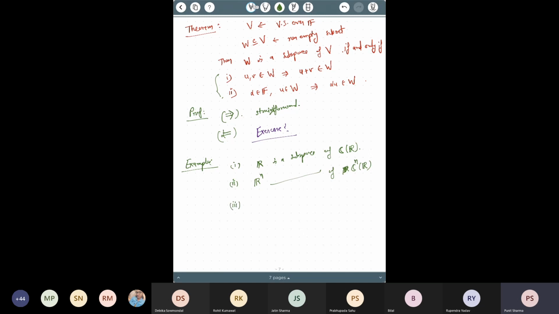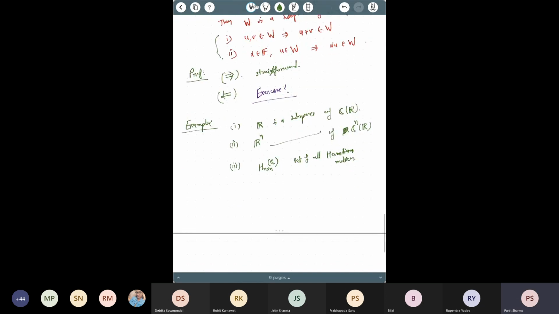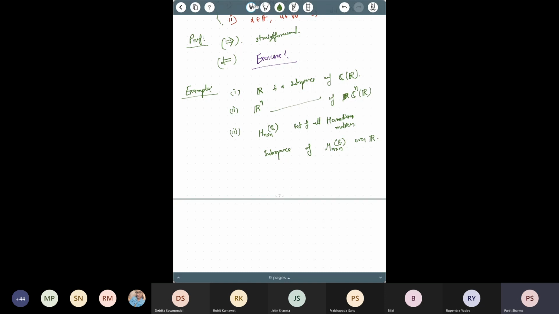Similarly, as you mentioned earlier, if you look at the set of all Hermitian matrices of size n cross n, then this is a subspace of n cross n matrices over R. But this is not a subspace over C. Subspace of a space of matrices.